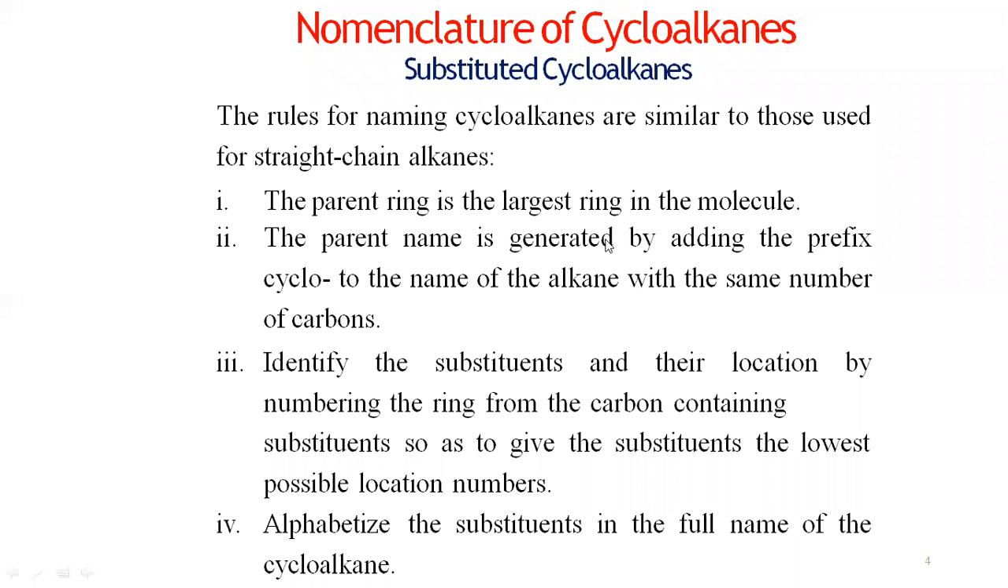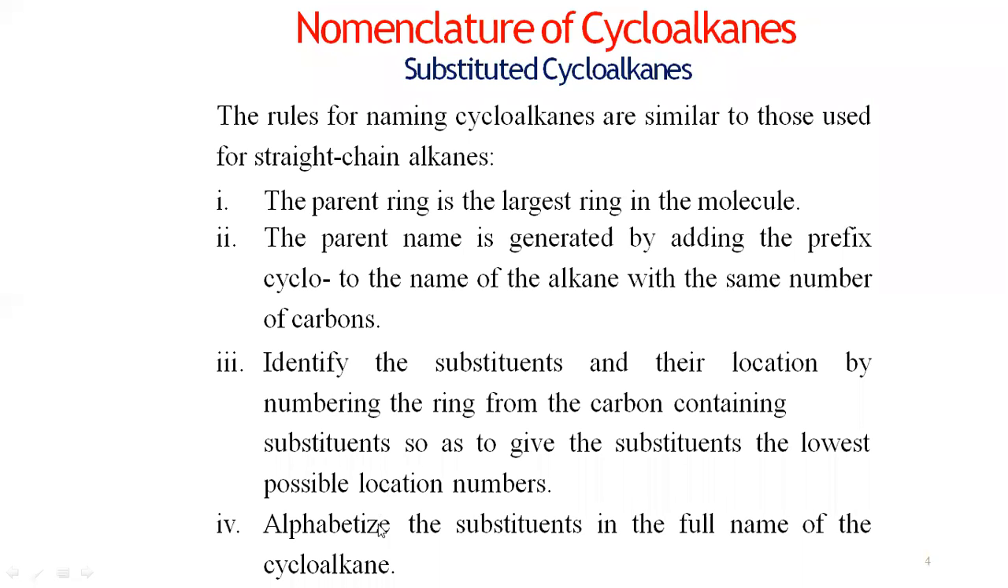The parent name is generated by adding the prefix cyclo to the name of the alkane. Then identify the substituent, as we do in the case of alkanes. Identify the substituent and its location, at what position it is located, by numbering the ring from the carbon containing the substituent so as to give the substituent the lowest possible location number.